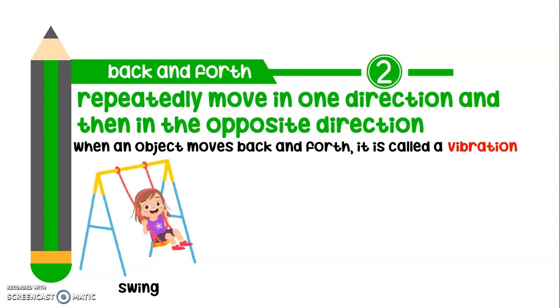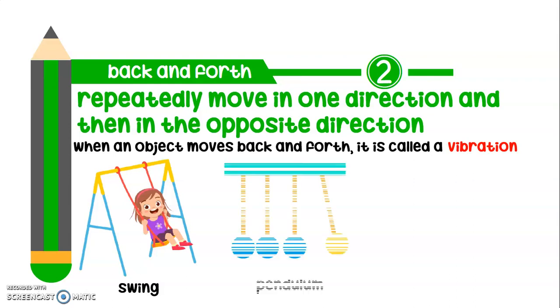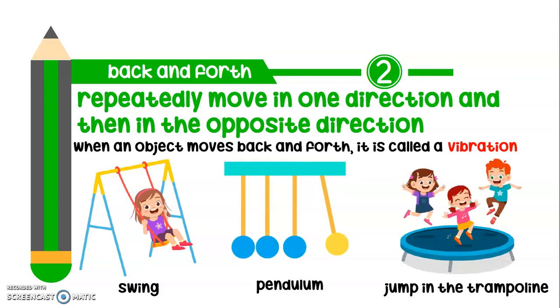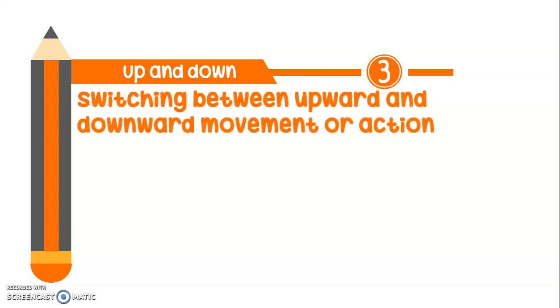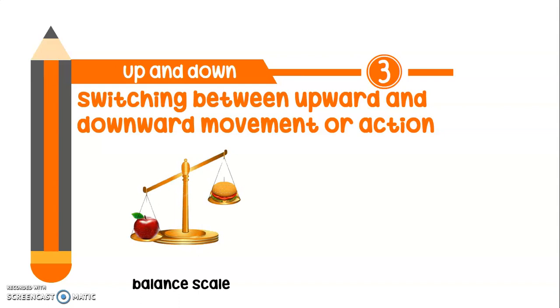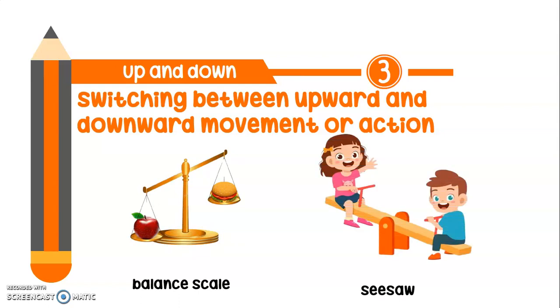For example, when you swing, the pendulum, and when you jump on the trampoline. Up and down motion: switching between upward and downward movement or action. For example, the balance scale and the seesaw.